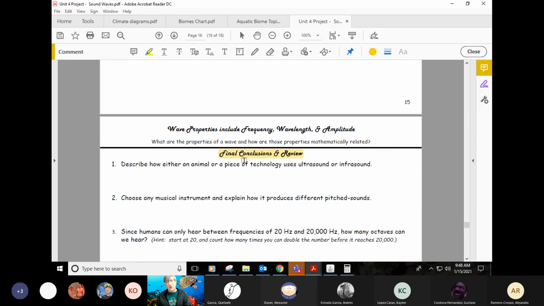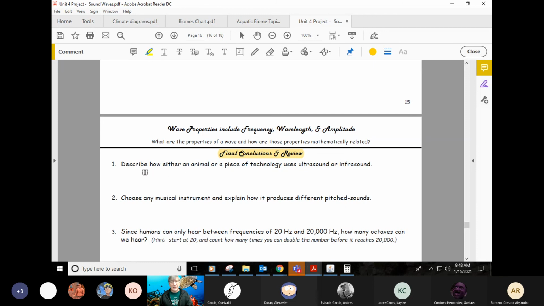So now we could go all the way back to the very beginning for these final conclusions and review. It could take us all the way back anywhere in the project for the last pages 16, 17, and 18 to finish up the project.